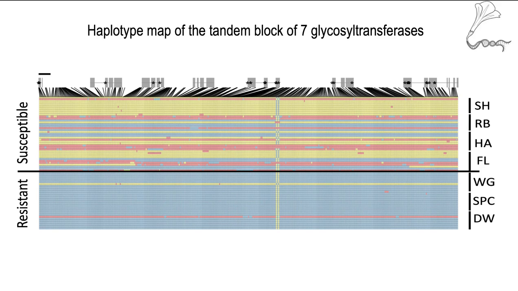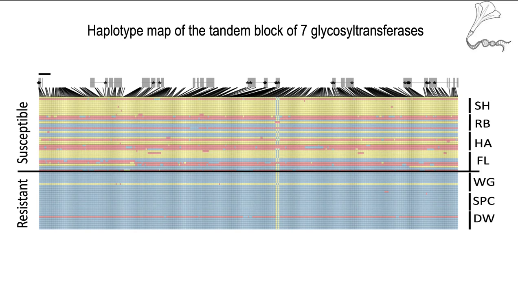So here we have a haplotype map of the tandem block of 7 glycosyltransferases. The gray bar on top represents exons, and stars represent non-synonymous substitutions. The yellow represents a homozygosity state 0 by 0, blue is another homozygosity state 1 by 1, and the pink represents heterozygosity state 0 by 1 or 1 by 0.